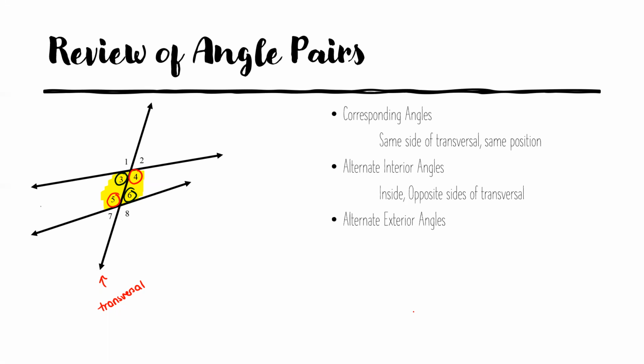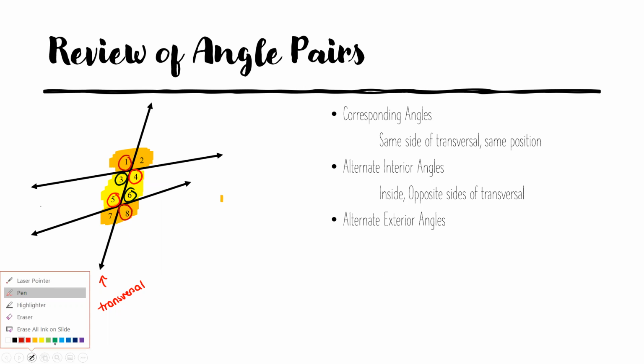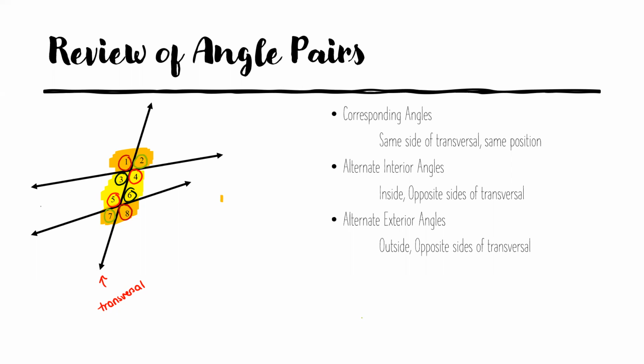As well as we looked at alternate exterior angles, where exterior means outside of the two lines. For example, the exterior is this area right here: angle 1 and angle 2, angle 7 and angle 8. So my alternate exterior angles would be angle 1 is alternate exterior to angle 8, as well as angle 2 is alternate exterior to angle 7, because they are outside and on opposite sides of the transversal.